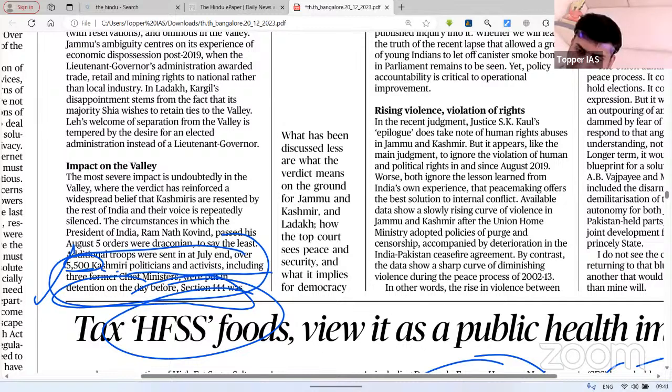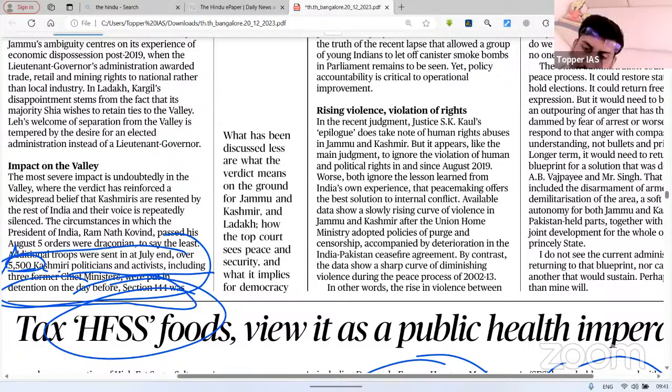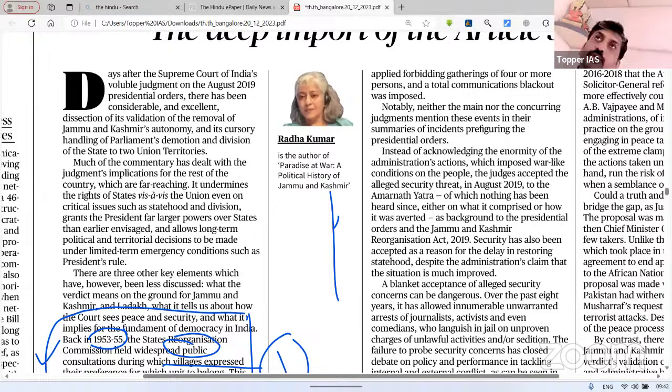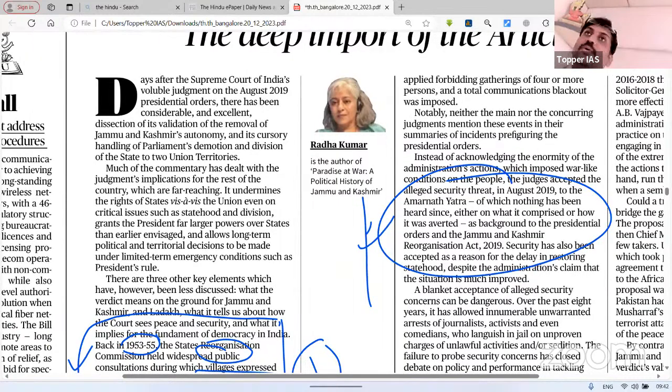Then, the only ground you have accepted is that because of security reasons they have done this, and you are accepting it. Okay, see, that is the only ground you are considering, nothing else. So in ethics you discuss whether it is utilitarian or deontological, that means whether the path you are taking is important or the end is important. Sir, it is doing good for some people. Ultimately, that's why we are doing it.